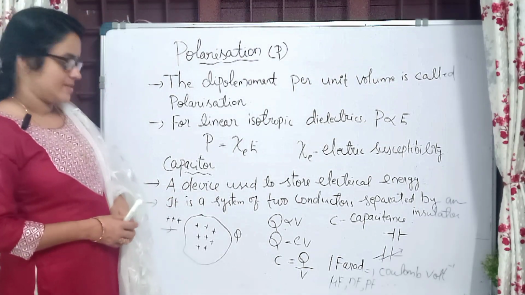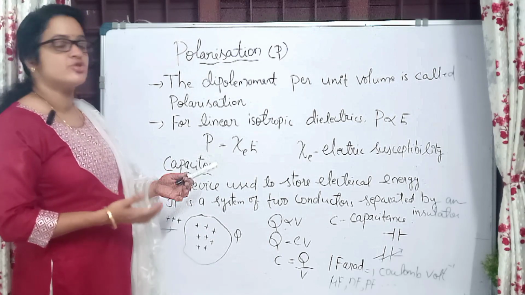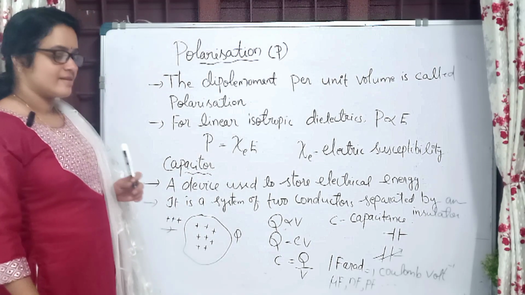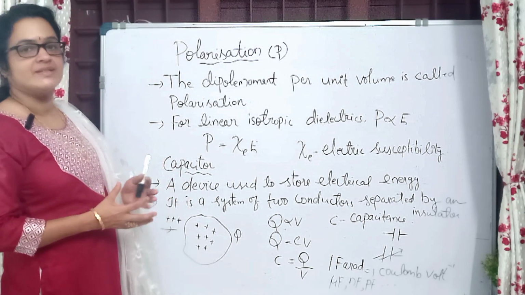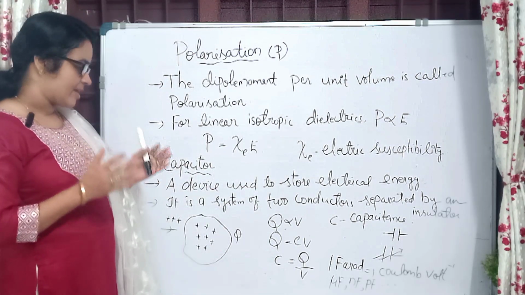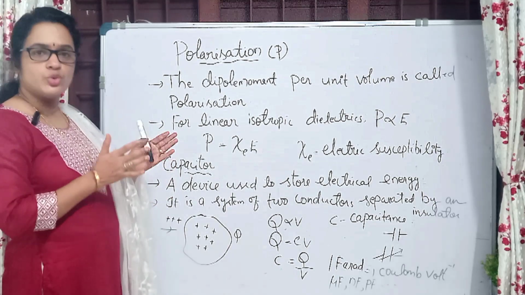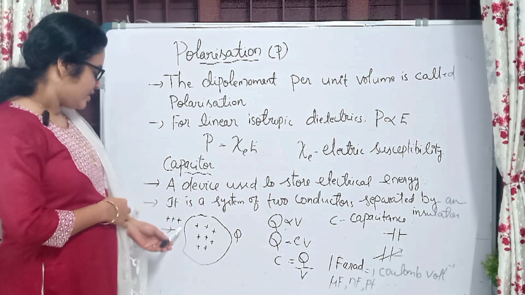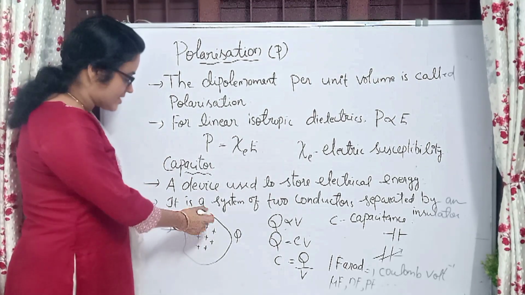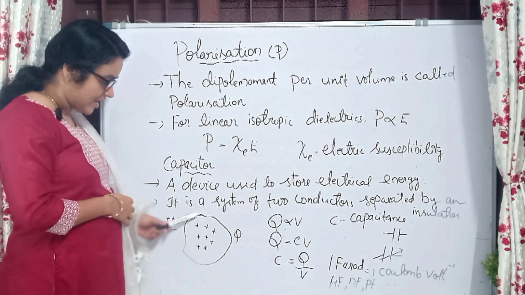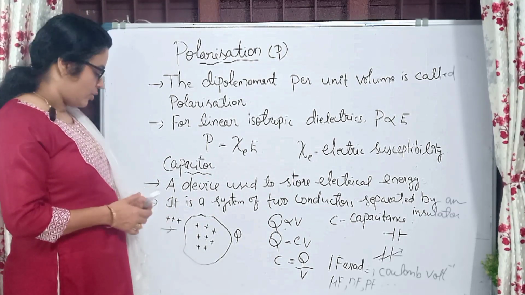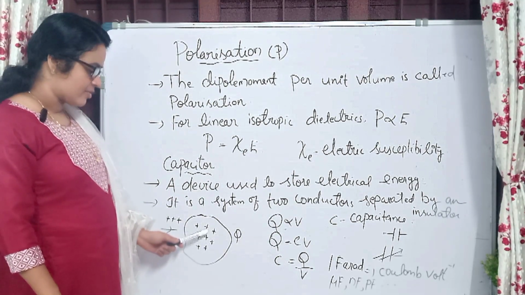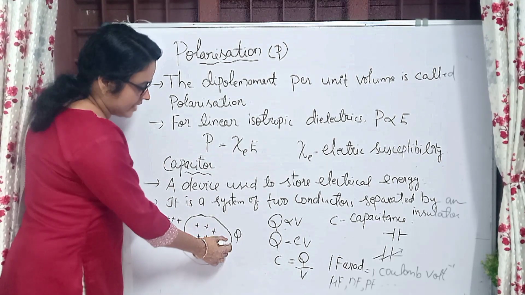Now we can move to capacitors. Capacitors are used to store electrical energy. A capacitor is a system of two conductors separated by an insulator. Here we can charge a capacitor by using a cell or a battery. Here we have a conductor and this was empty. Now if we connect this to a cell, the charges will flow to this side, and here we can earth this side.